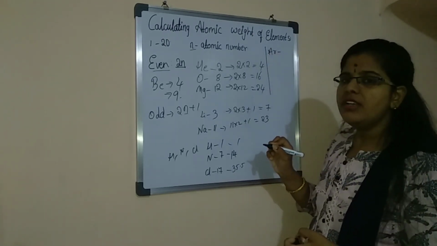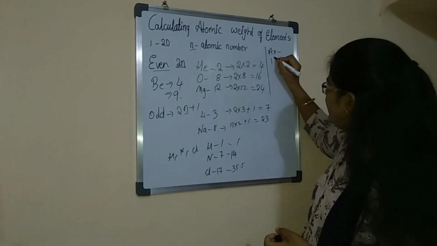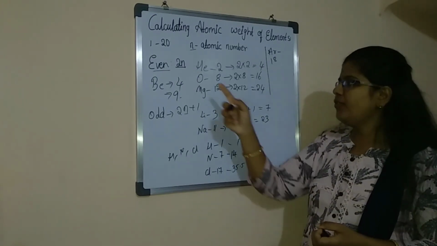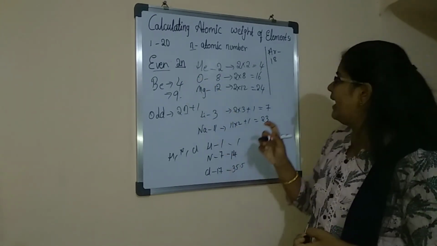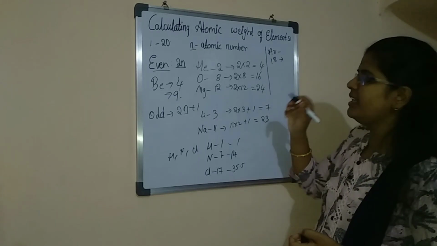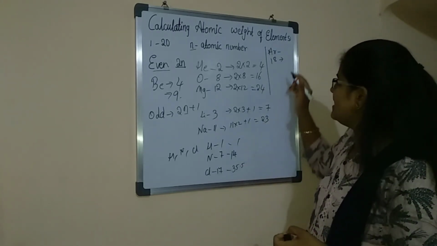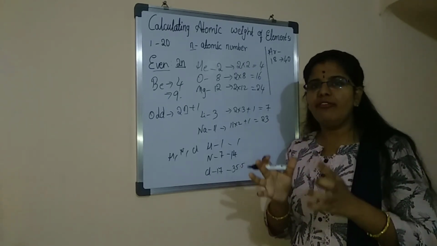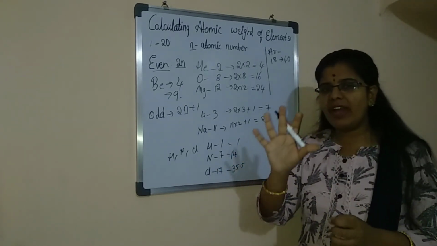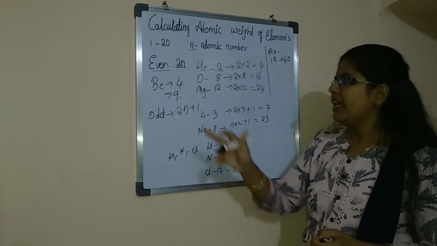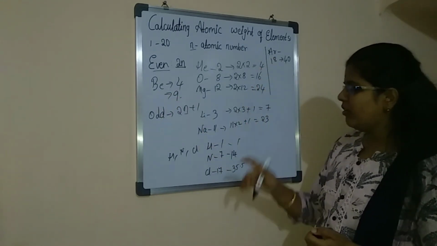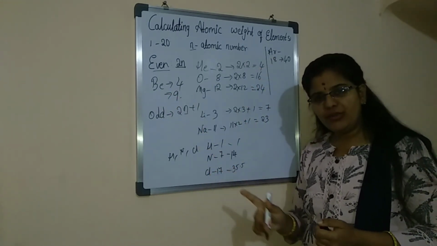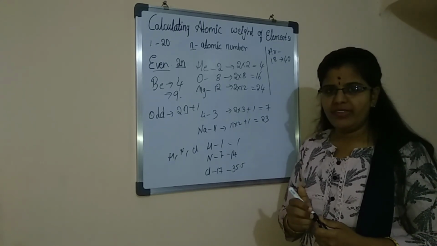So argon, whose atomic number is 18. If you calculate in this way, you have to get 36. But actually the argon atomic weight is 40. So understood? Within 1 to 20 elements, we have 5 exceptional elements: beryllium, argon, hydrogen, nitrogen and chlorine.